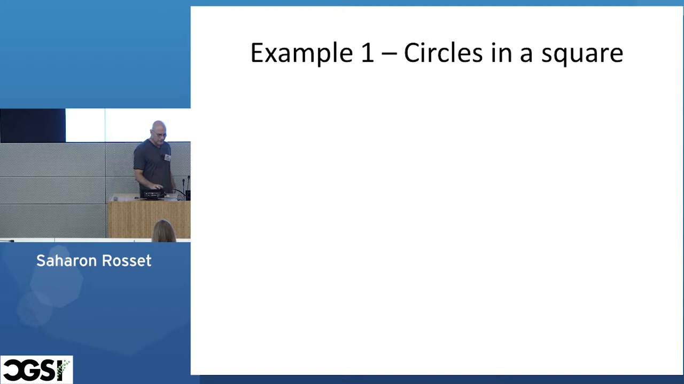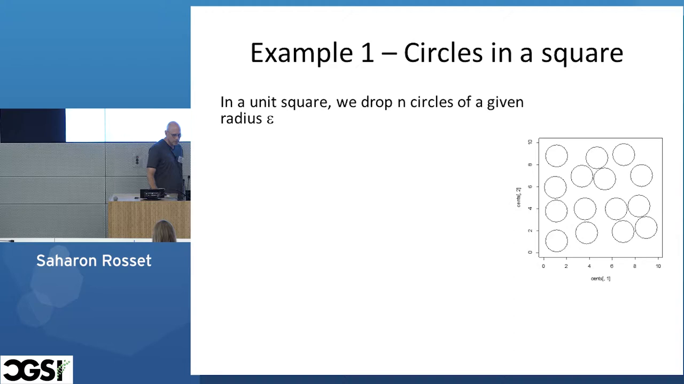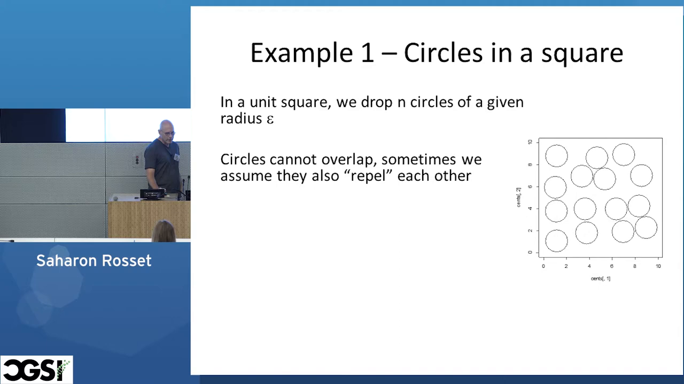So the first one is going to be this very intuitive thing that you could think of as related to physics, or you could just think of it as sort of a cute problem. So I have a unit square, and I want to drop a bunch of circles in my square. Okay, they are all of the same radius. And I'm going to limit it so that the circles that I drop cannot overlap. Okay? And sometimes I'm also going to require that they repel each other, so I'm going to make them as far away from each other as possible, or in one version, I'm just trying to find the legal arrangement where they don't overlap. In the other one, I'm also requiring that they are relatively far away from each other by adding some kind of repellent power between the circles.